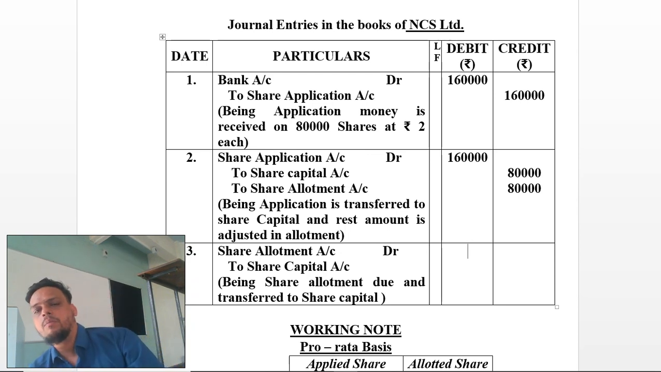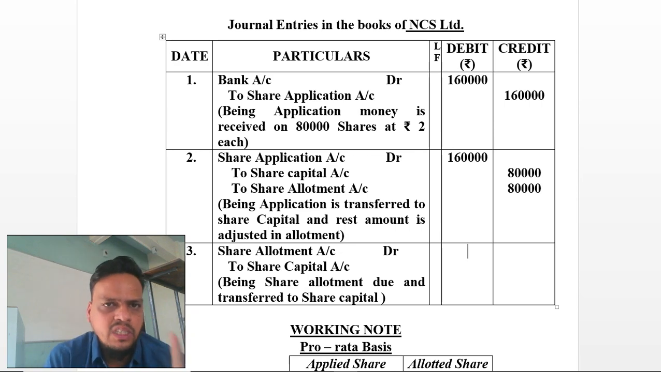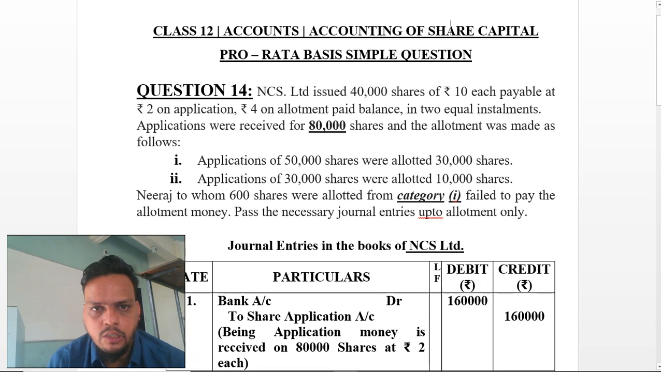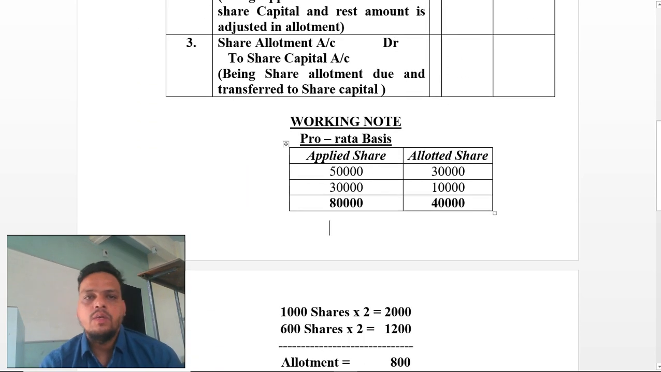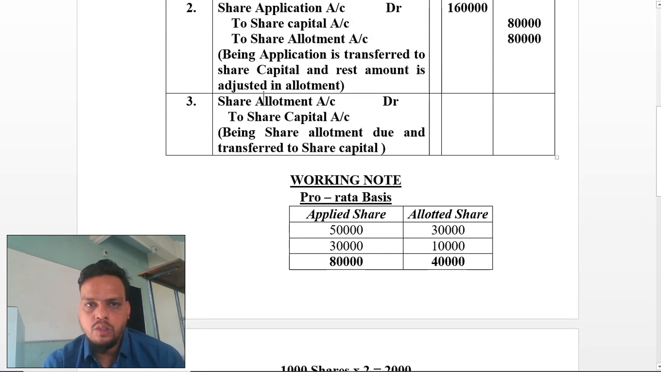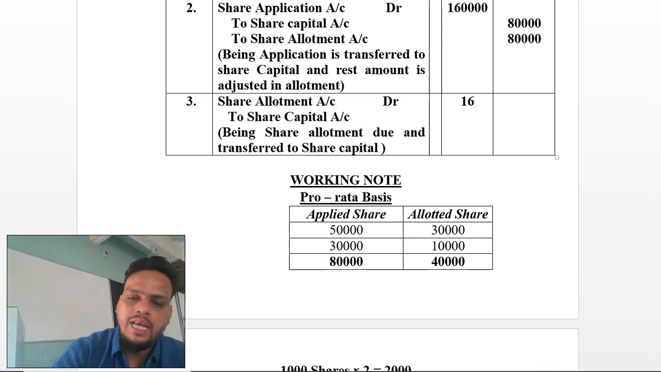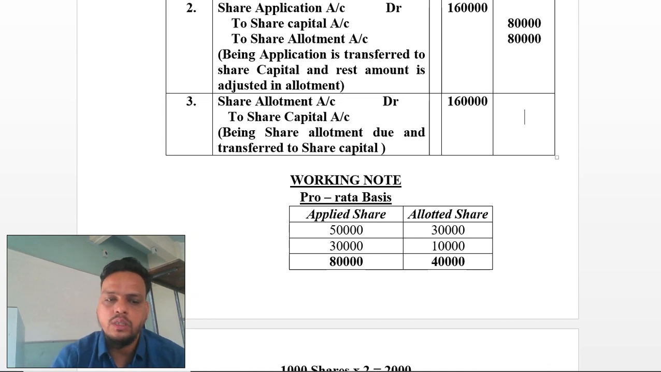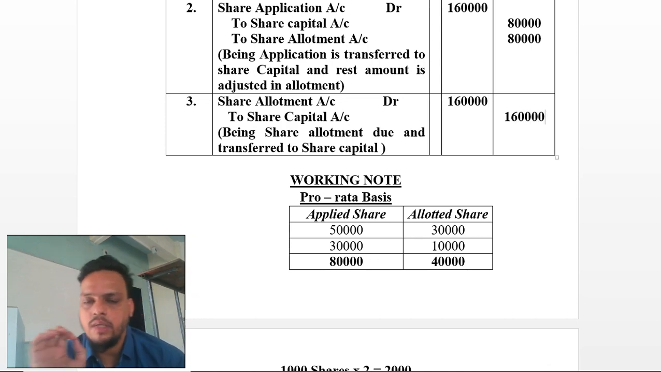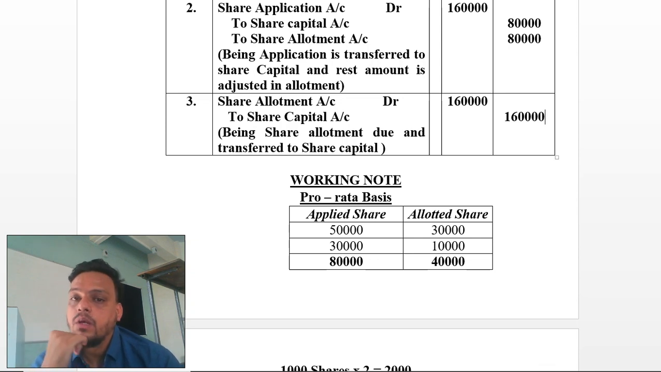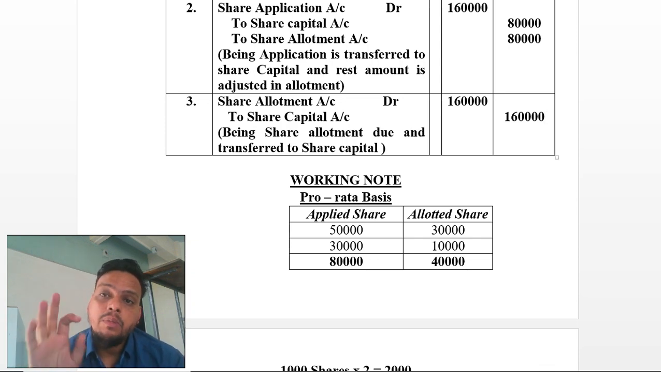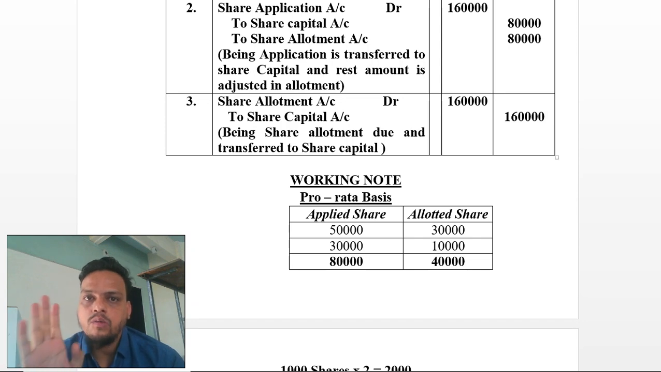Now we are going with the amount. As on allotment we have to receive 4 rupees. It has been mentioned in the question. You can see over here it has been mentioned rupees 4. So on allotment we have to adjust 40,000 shares into 4 rupees. 40,000 into 4 is equal to 1,60,000 rupees we have to receive. Here also 1,60,000 we have to adjust. Now it is already said that 80,000 has been adjusted to allotment.